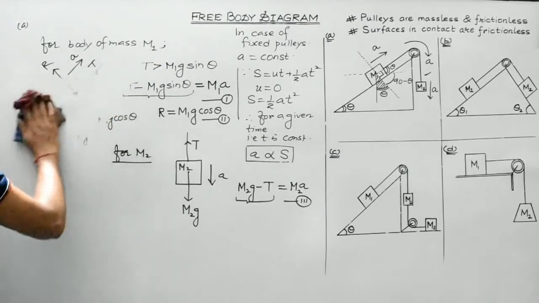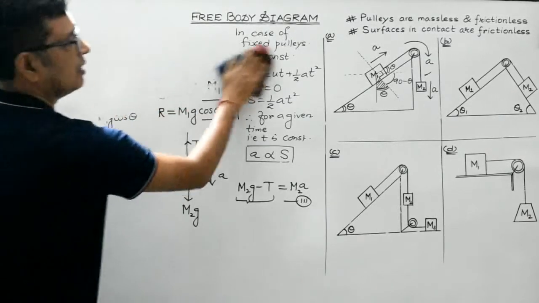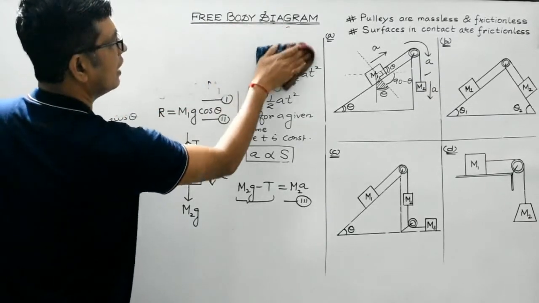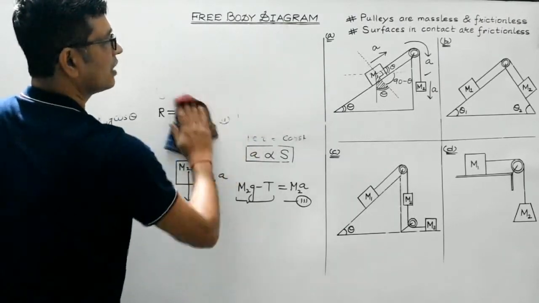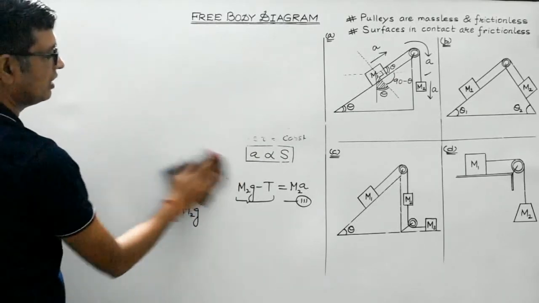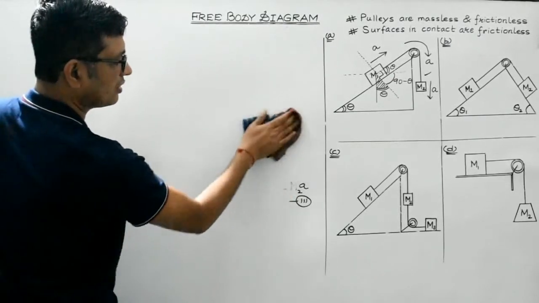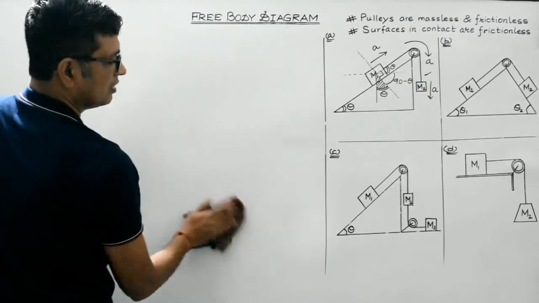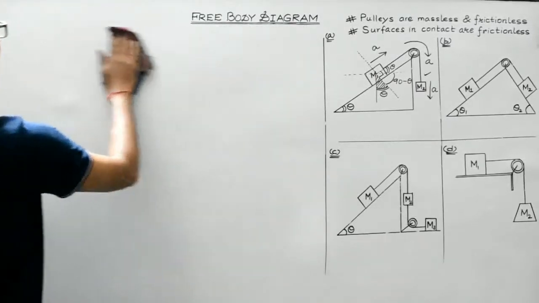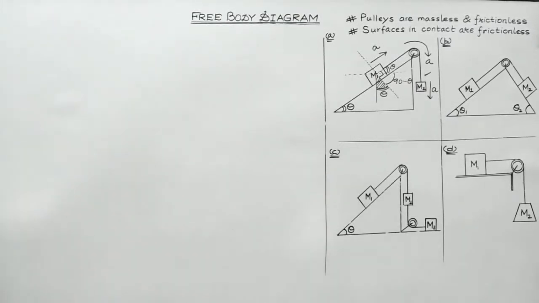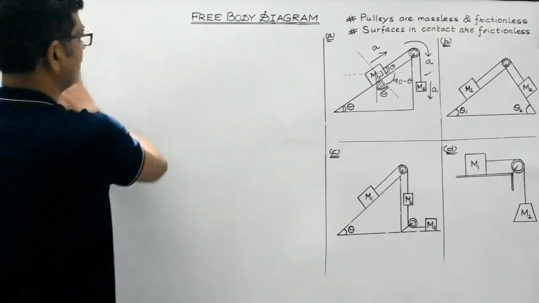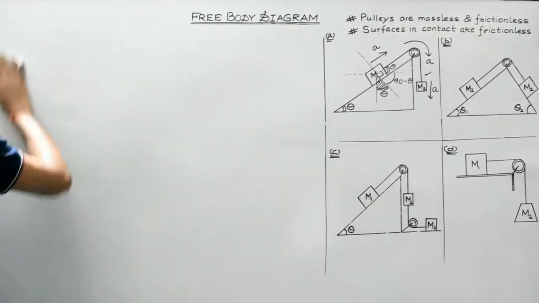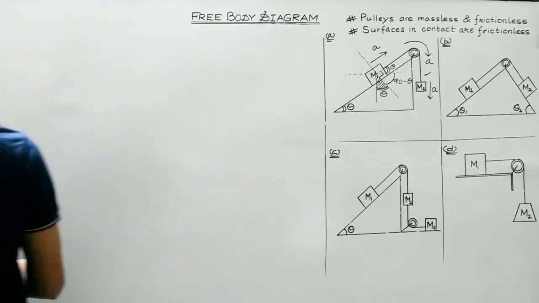It's again the case of inclined plane, and as we have already discussed, the assumptions are that the pulleys are considered to be massless as well as frictionless, and the surfaces in contact are also considered to be frictionless. That is, force of friction is considered to be negligible, and we'll also consider the string or the thread or the wire to be inextensible and massless. Okay, so let's concentrate on question number 2 then.